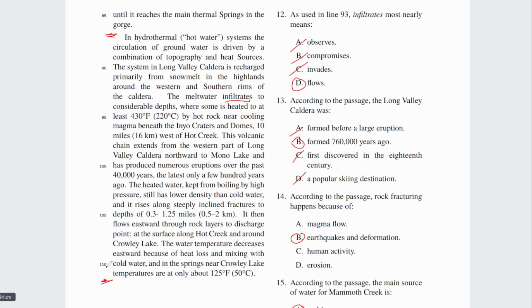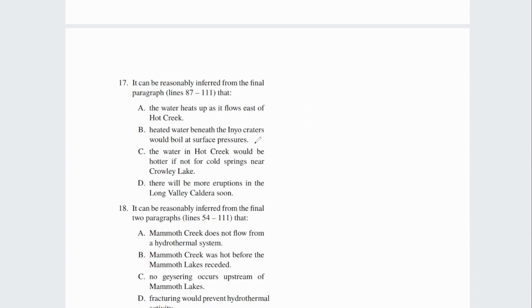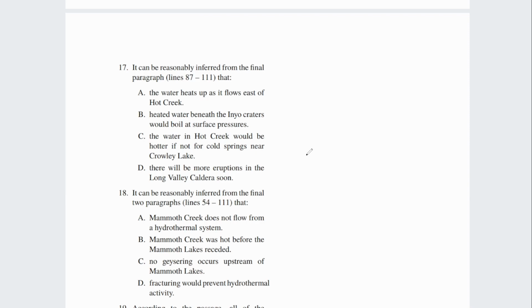So we know, speaking of Inyo craters and domes, the meltwater infiltrates to considerable depths where some is heated to at least 430 degrees Fahrenheit by hot rock near cooling magma beneath the Inyo craters and domes. Right. So it seems like heated water beneath the Inyo craters and domes would boil at surface pressures.